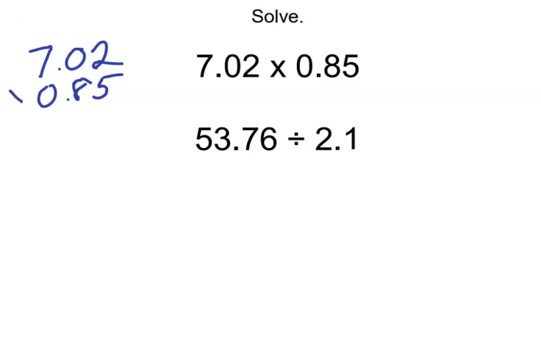0.85, multiply. All right, so we have 5 times 2, which is 10. Take care of that. 5 times 0, which is 0, plus 1 more is 1. 5 times 7 is 35. All right, now we're done with the 5. So we'll just put a little space there.